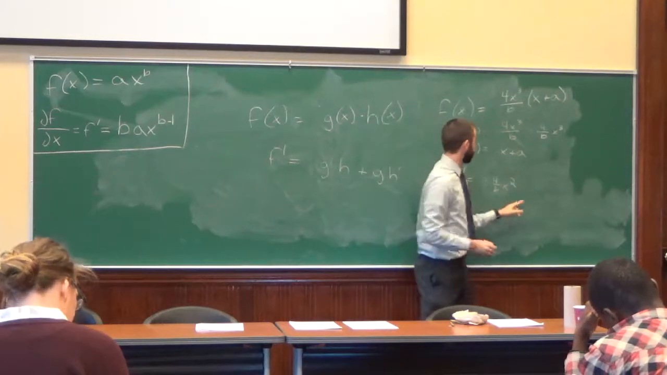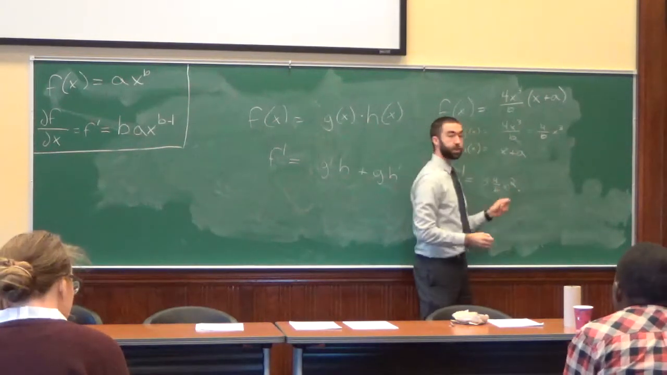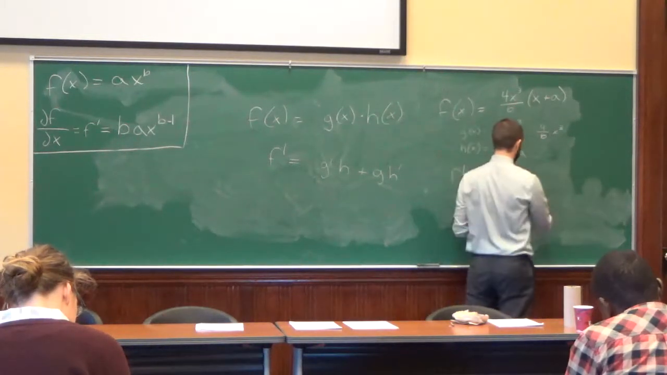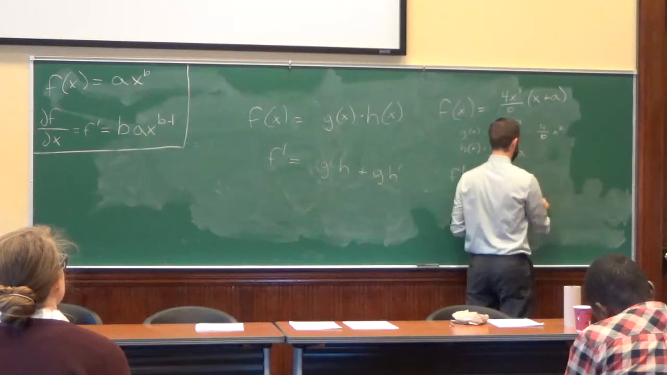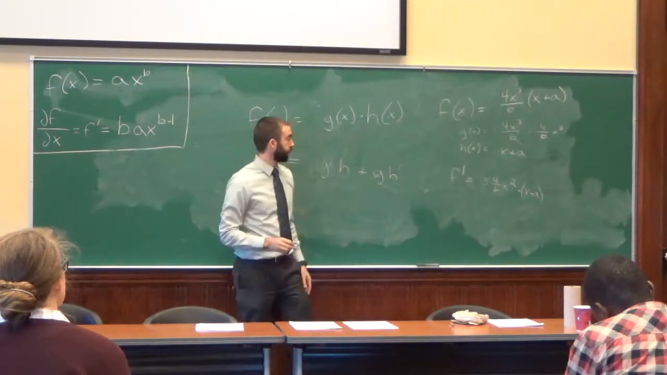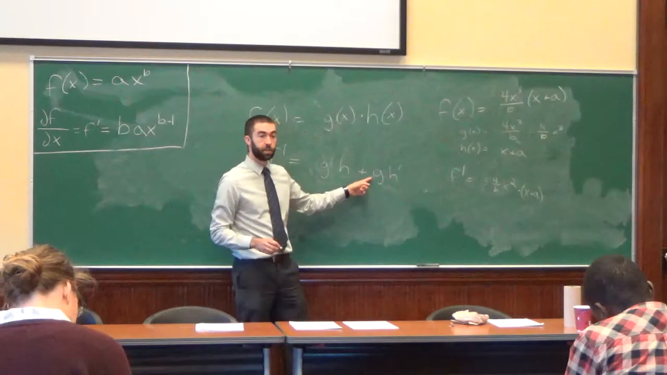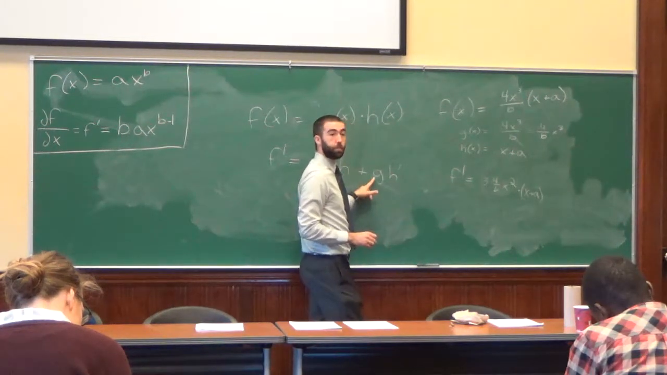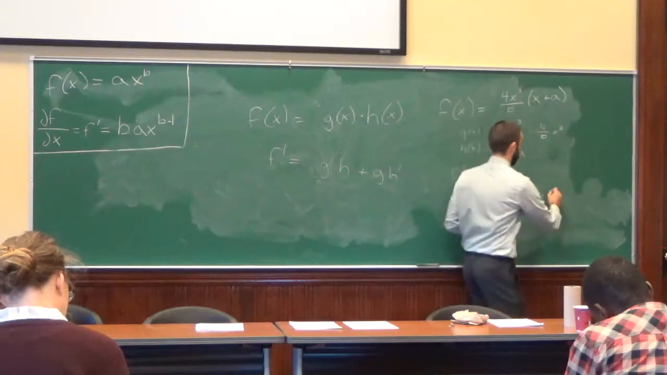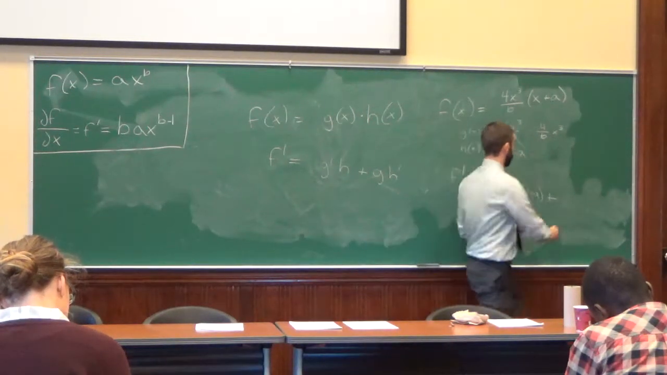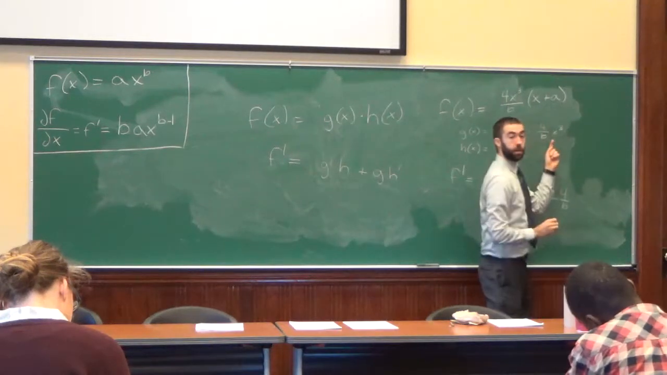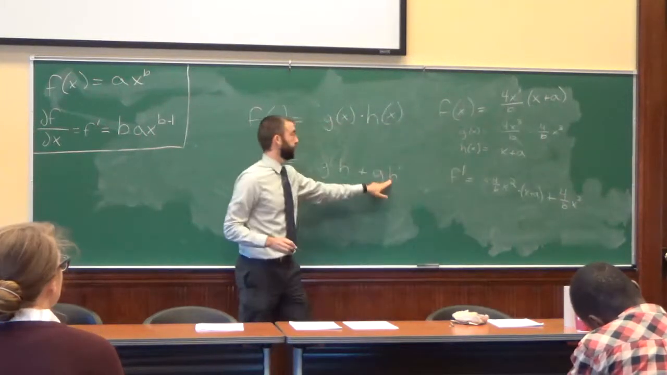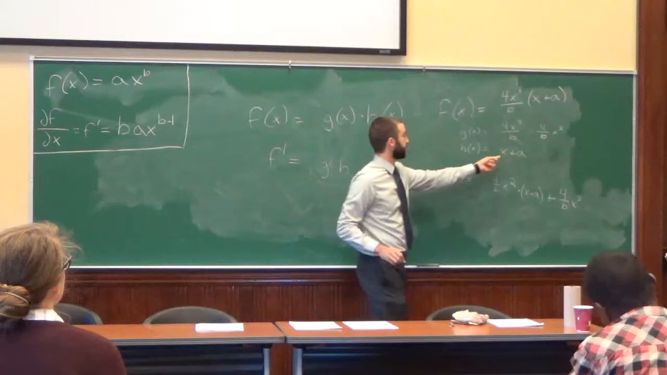All right, then what's the next step? This is all multiplied by h. What's h? x plus a, right? Okay, now what's the next step? Plus what? Plus 4 over b. Excellent. And then we'll multiply that by h, the derivative of h. What's the derivative of h?